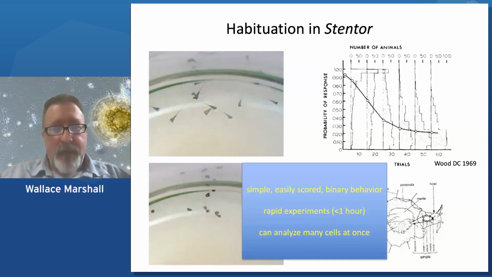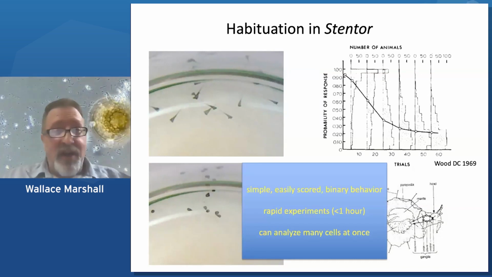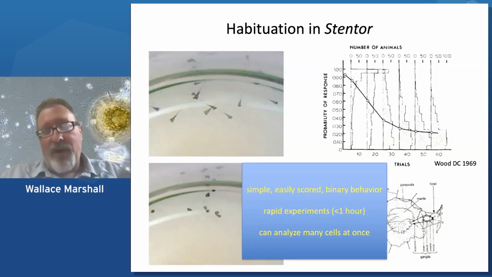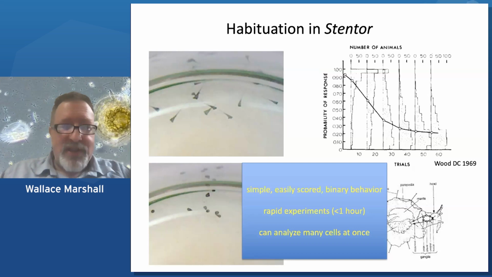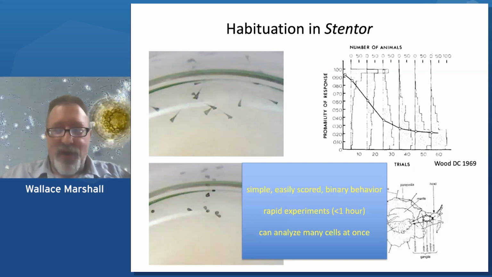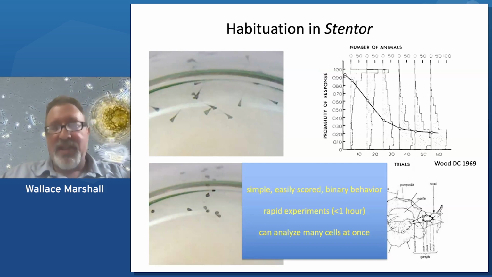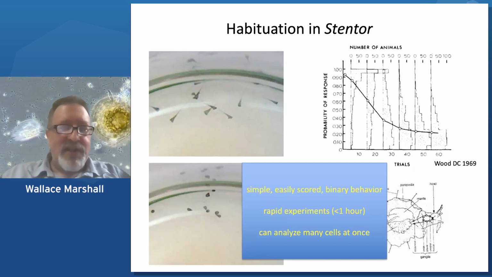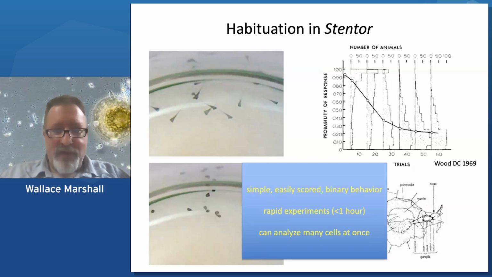So the advantages of studying Stentor habituation, as opposed to any other cell behavior that you could study, is that it's an extremely simple behavior, very easy to score. The cells are either contracted or not. There's no room for personal interpretation. It's a nice binary behavior, so it's easy to write software that can just automatically measure the response.